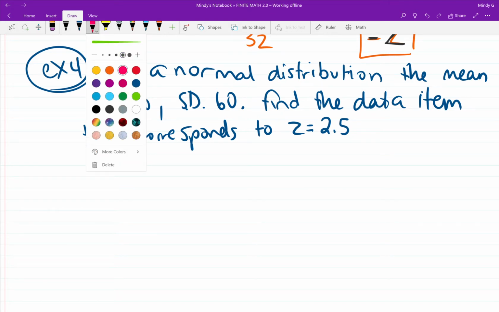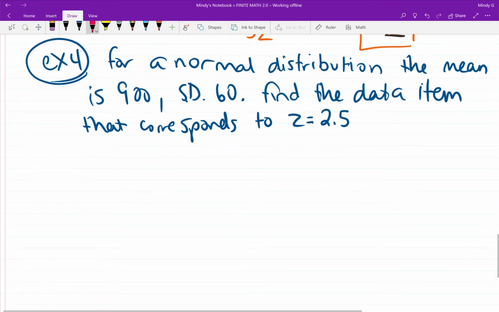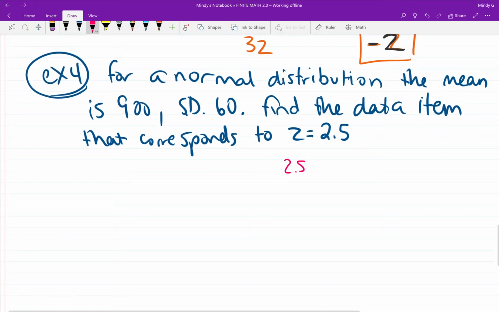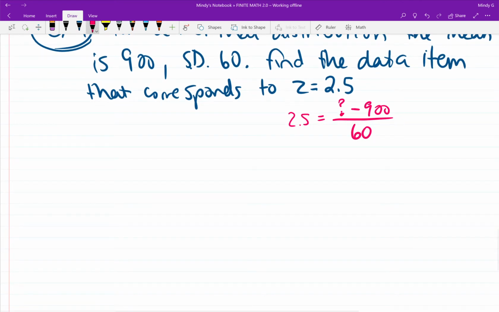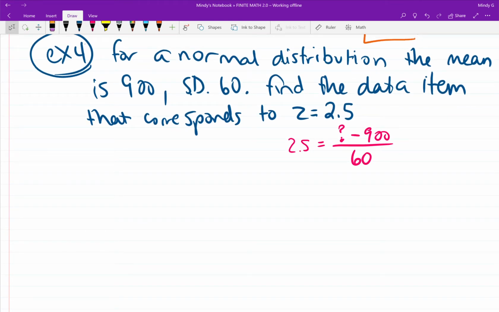So we have a z-score of 2.5, which is equal to some data item minus my mean of 900, divided by my standard deviation of 60. And so we are solving for x, the data item. So would you do 60 times 2.5? Yes, that's what I would do. And then add 900.